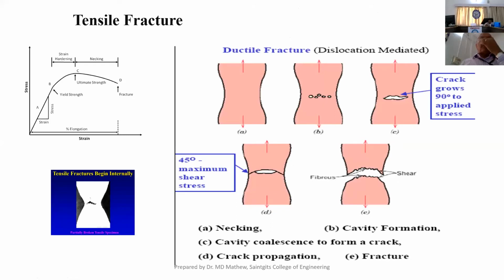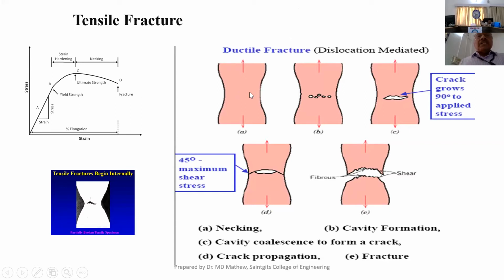Now coming back to the fracture, in the case of tensile fracture, the tensile fracture begins with necking. Necking starts once the deformation crosses the UTS, right? So crossing UTS marks the beginning of necking. And as the neck grows, the deformation gets localized in the neck region. That's why the stress is coming down in an engineering stress strain curve.